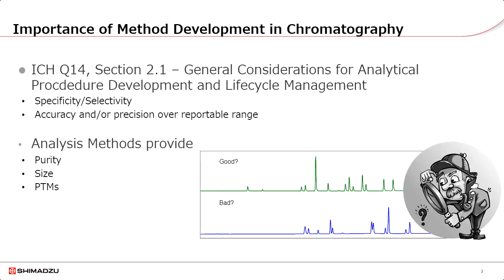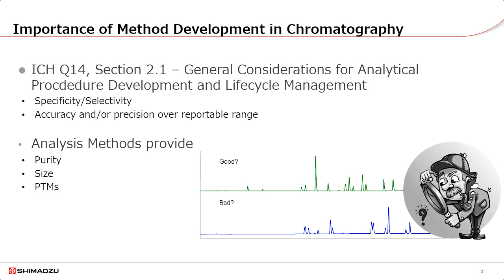The importance of method development in chromatography is best distilled in ICH Q14, which states, "The goal of development is to obtain an analytical procedure fit for its intended purpose, to measure an attribute of the material with the needed specificity, selectivity, accuracy, and/or precision over a reportable range."